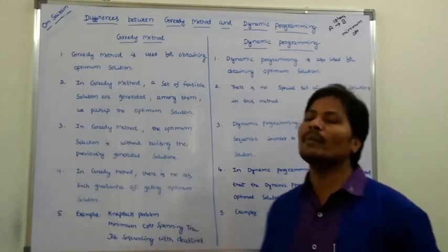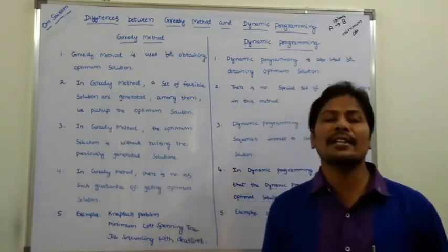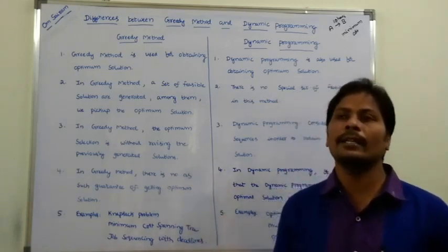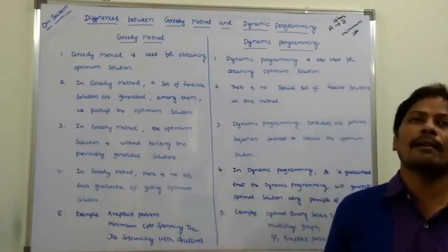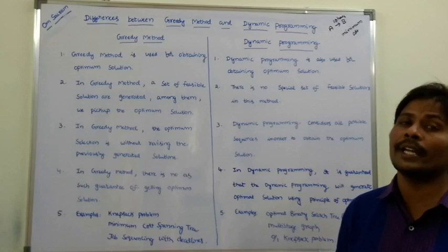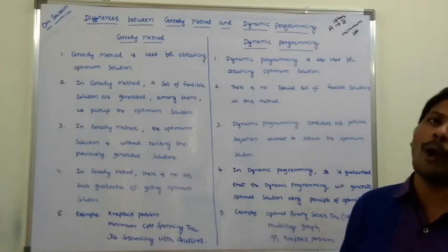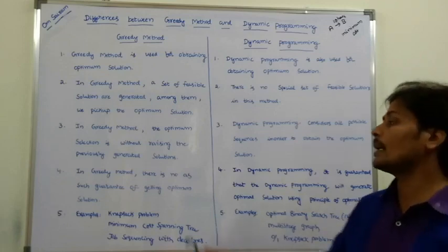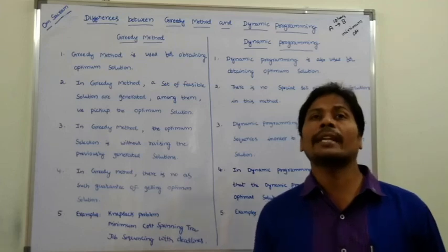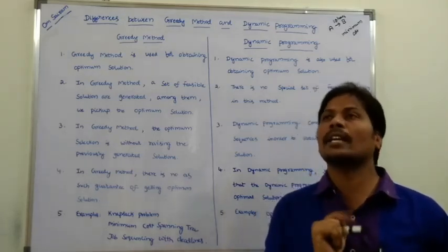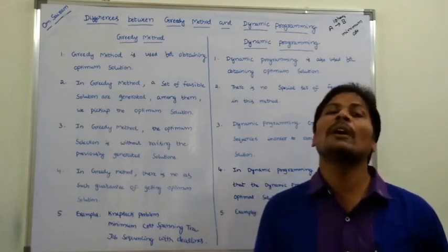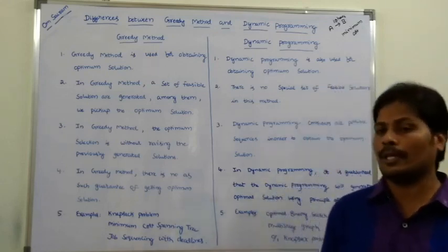Next, in the greedy method, only one decision sequence is ever generated. In dynamic programming, many decision sequences are generated in each and every stage for getting the optimal solution. But in the case of the greedy method, we can take only one decision, and the decision is taken for the entire problem for getting the optimal solution.